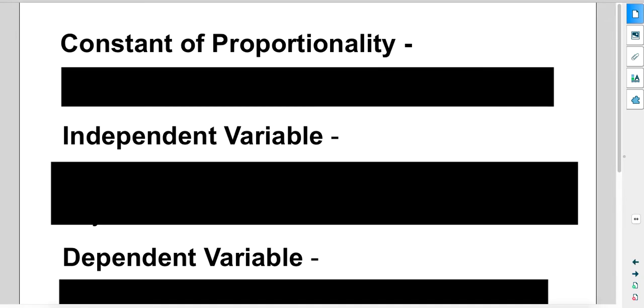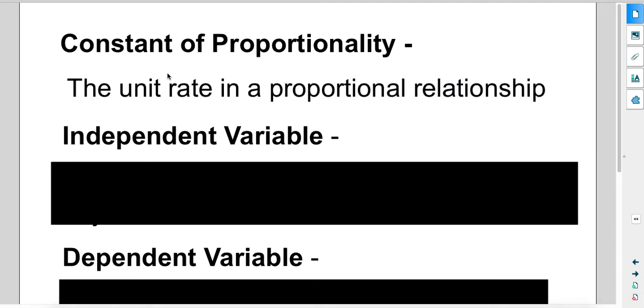Now before we go into the video, you will be required to copy a couple definitions down. Now, the constant of proportionality, or sometimes it's called COP, is just the unit rate in a proportional relationship. Now, there are times where there's no COP in just a unit rate, but the key to this definition is the proportionality part. Without that, there is no constant of proportionality.